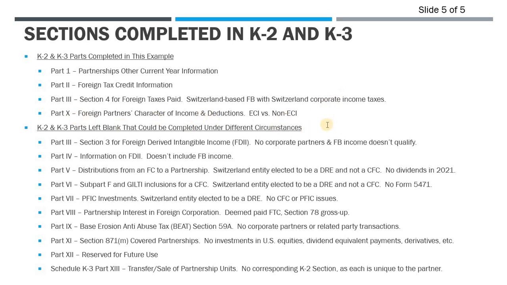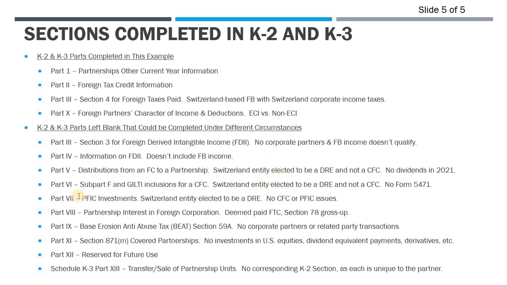And then part 10 is very important for Jane in particular, because this is where we show what portions of the income are effectively connected income versus non-effectively connected income. And then the rest of these parts I have listed as not being completed, along with the reason why. If you want to pause this and go through the reasoning in more detail, that's fine. But generally speaking, these are not being completed because there is something about our structure that just does not apply to these parts.